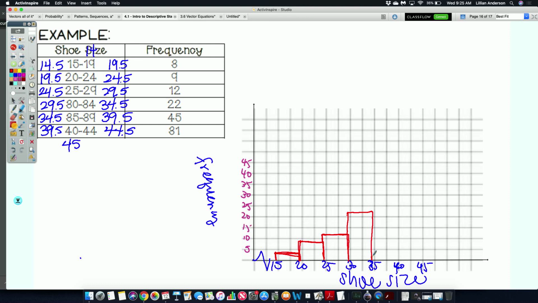When you do your histograms yourself, I hope that you'll use a ruler so your bars can be nice and straight. Not like the ones we're drawing by hand right now.